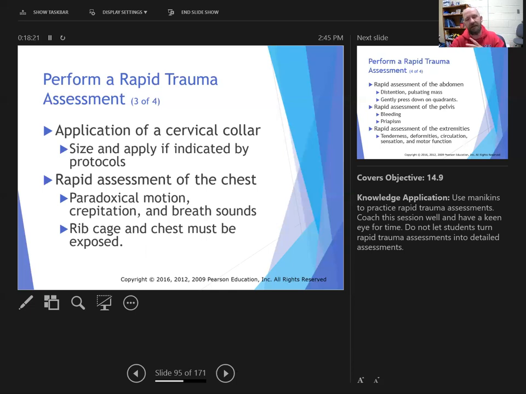This doesn't mean that they're naked for the whole rest of the time. I can cut their clothes off and then cover them back up after I've seen it. Right? Obviously, we want to protect their dignity and things like that as well. But at this point, once we get to the chest, we're going to get our patients trauma naked. We're going to cut the clothes off, basically, if we need to. So we have to expose the patient so we can observe them correctly.